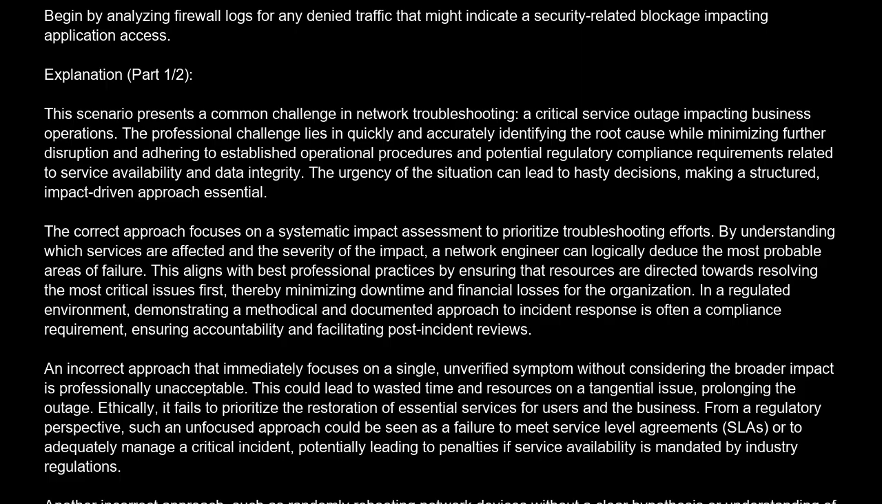The professional challenge lies in quickly and accurately identifying the root cause, while minimizing further disruption and adhering to established operational procedures and potential regulatory compliance requirements related to service availability and data integrity. The urgency of the situation can lead to hasty decisions, making a structured, impact-driven approach essential. The correct approach focuses on a systematic impact assessment to prioritize troubleshooting efforts.